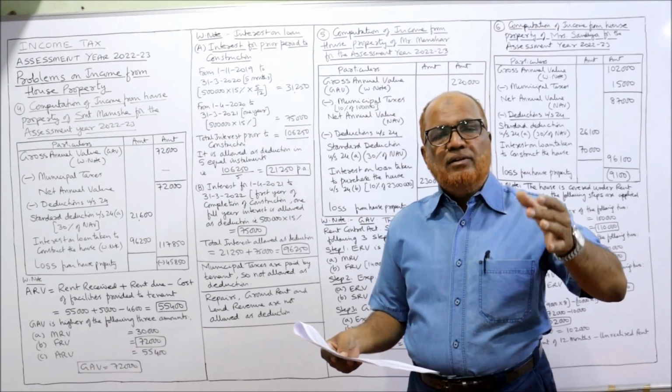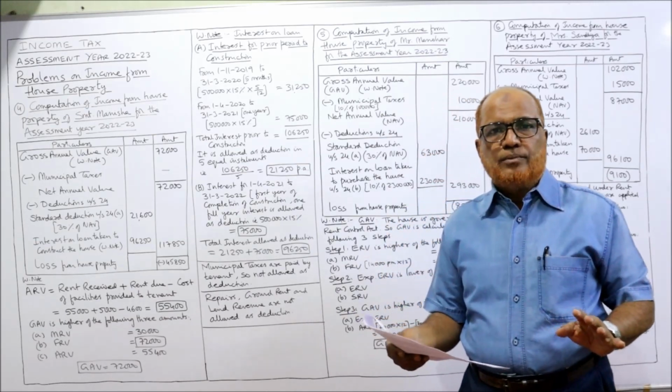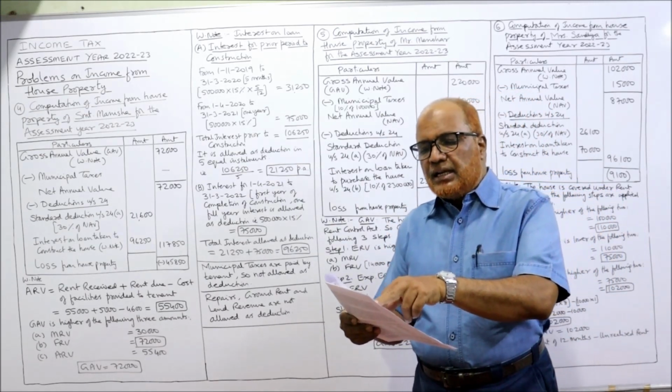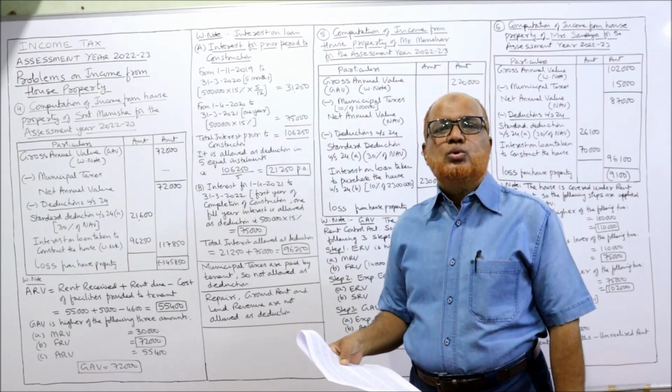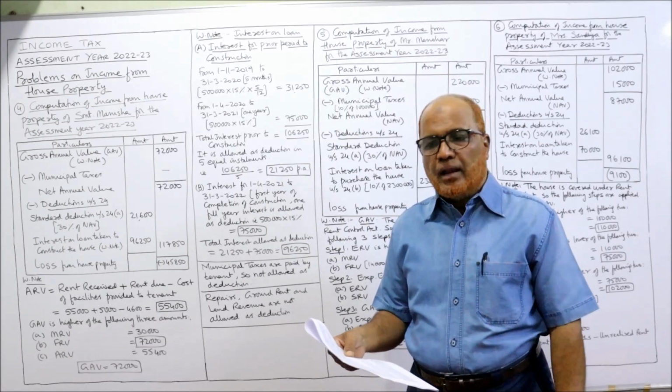Immaterial. Interest, even if it is due, will be allowed as a deduction. So how much interest? 23 lakh into 10%, so 2,30,000 interest will be allowed.